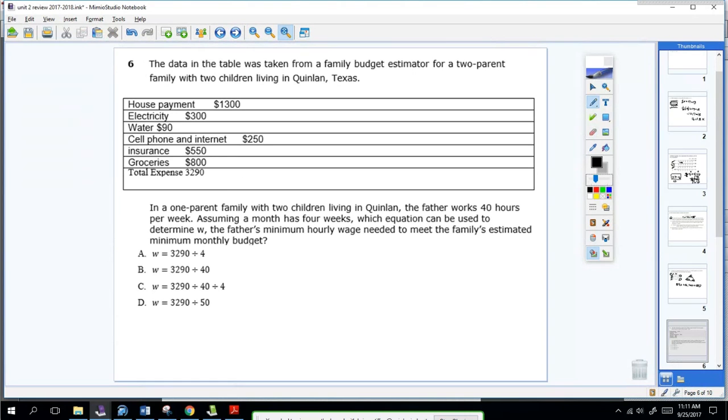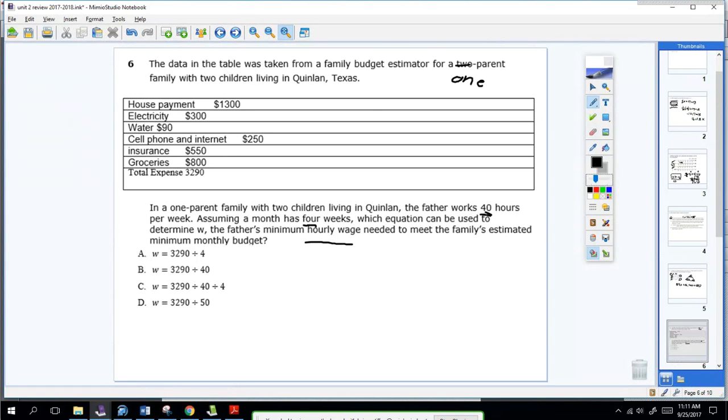Okay, number 6. The data in the table is taken from a family budget estimator for one parent with 2 children living in Quinlan, Texas. In a one-parent family with 2 children living in Quinlan, the father works 40 hours per week, and assuming a month has 4 weeks, which equation can be used to determine W, the father's minimum hourly wage needed to meet the family's estimated monthly budget?